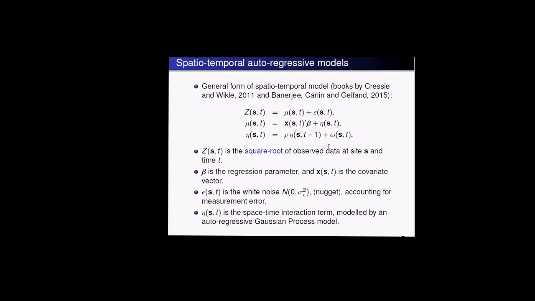And the x_st' beta is the regression part. I'm going to say more about that. And eta_st is a space-time interaction term modeled by an autoregressive Gaussian process model.